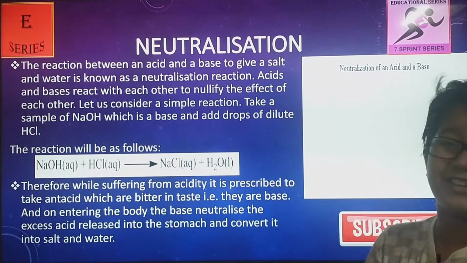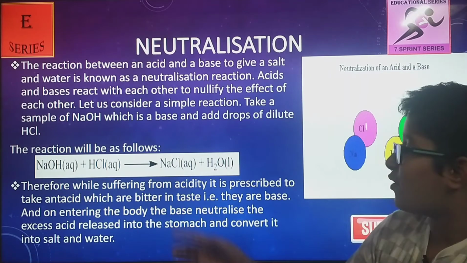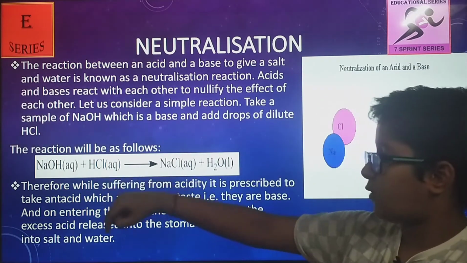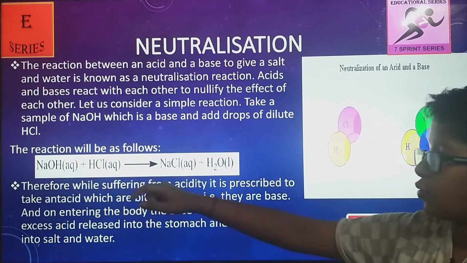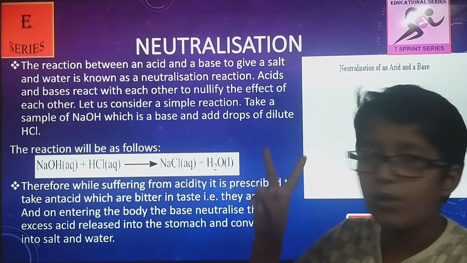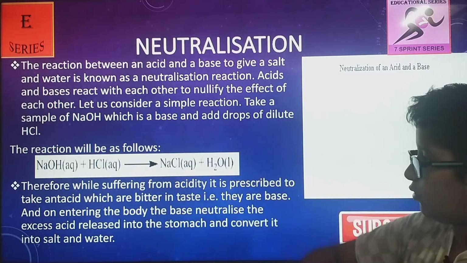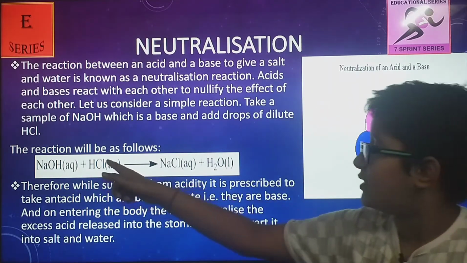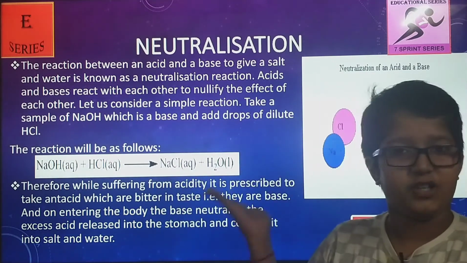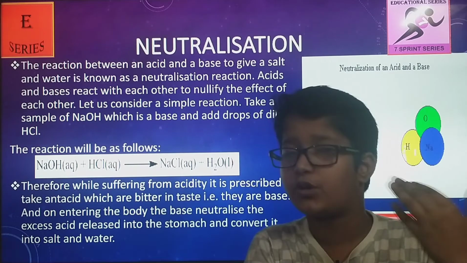I am quite interested in chemistry. So, sodium hydroxide becomes H2O. H comes from here and O comes from here. So, 2H, H from here and H from here, and O: H2O. And Cl goes from here to form a salt, while H2O is water. So this is the neutralization effect.